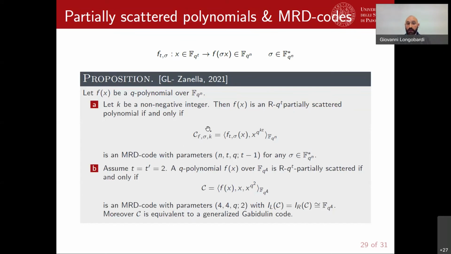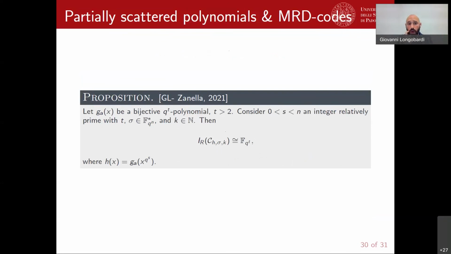So if we have this subspace, this is an MRD code, a code of matrices in the setting of polynomials. If we have f(x) this polynomial and we take the restriction over F_{q^t}, we obtain an MRD code with these parameters, a rectangular MRD code. If t is equal to t', we obtain a square MRD code, but it is not new. But we don't know if this code is new or is some section or puncturing of a square MRD code.